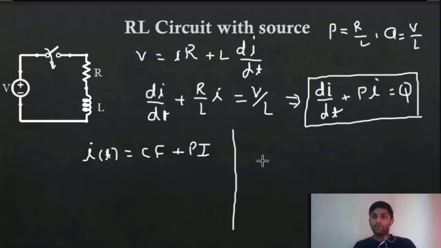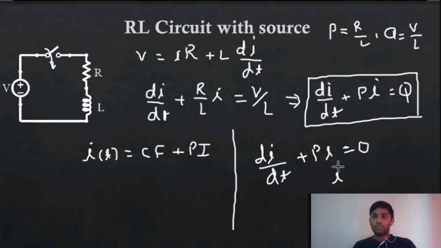If you take di/dt plus Pi equal to 0, then the solution of this equation will be i equal to A, or any constant, times e raised to minus Pt. So this will be the solution for this homogeneous equation.